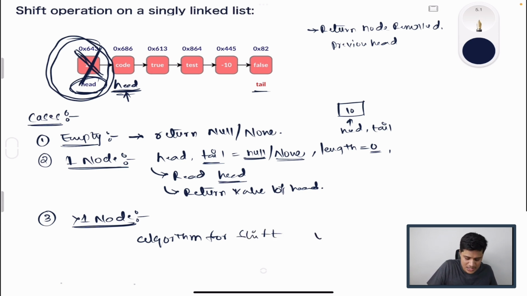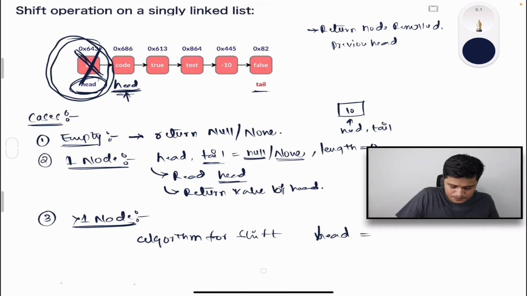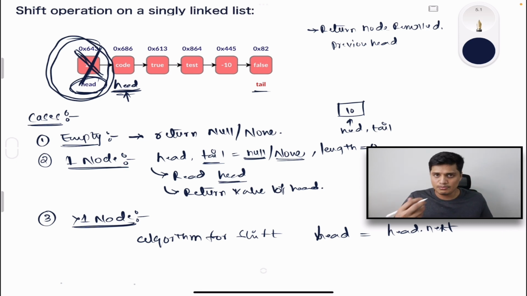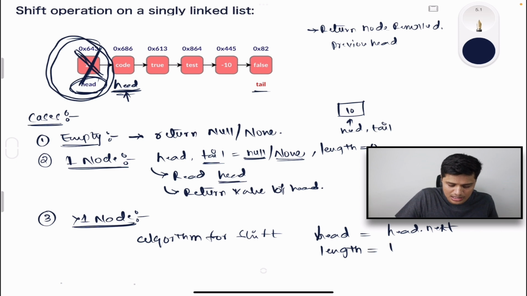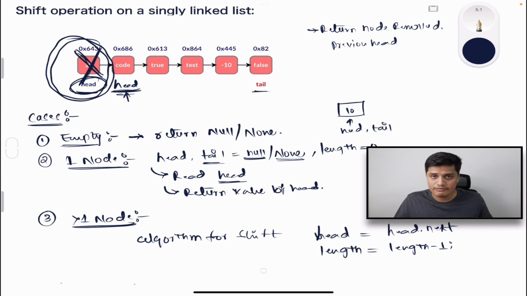What we will do is simply update the head to head dot next. That is something you can simply do using a simple assignment operation. Along with that, since we are deleting one node from the singly linked list, we have to make sure that we are decrementing the length by 1. So length will be length minus 1. Those are the scenarios that could come when we try to remove the very first node of a singly linked list.